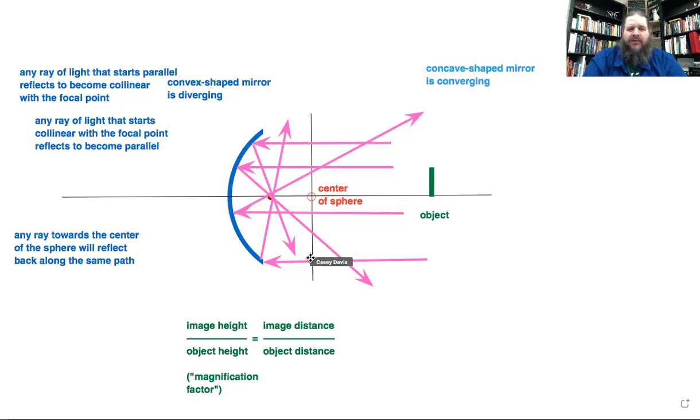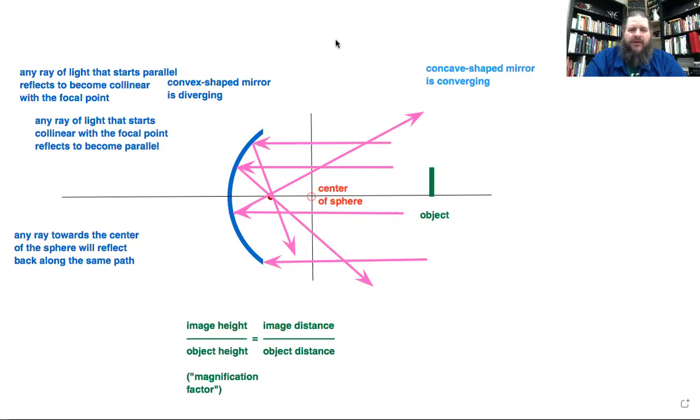And again, this is reversible. A ray of light that starts off going through the focal point, or at least collinear with the focal point, is going to hit the mirror and bounce off to become parallel. And likewise, we still have the property with the center. Any ray of light through the center or collinear with the center is going to hit the mirror and bounce off exactly along the way it came.